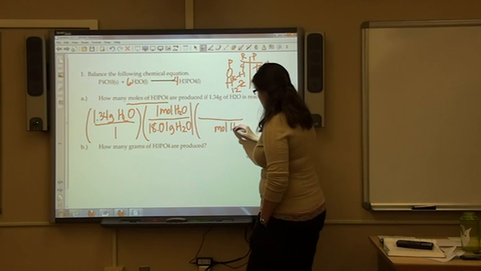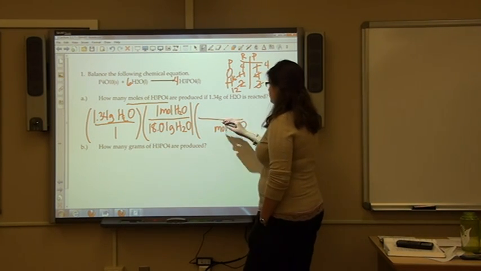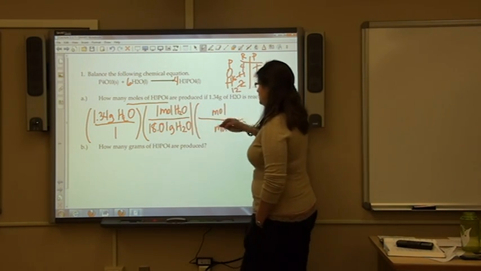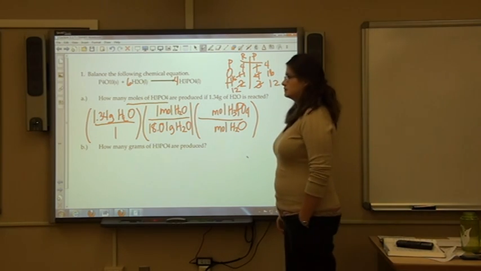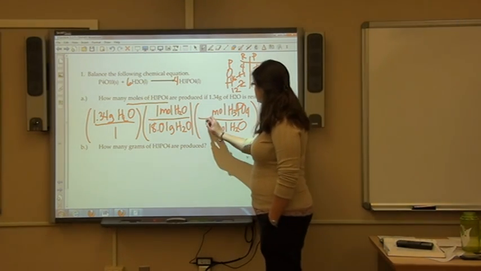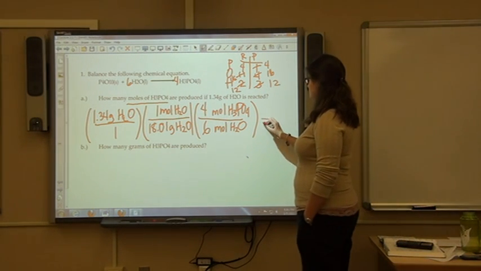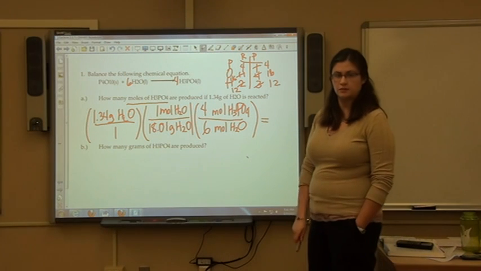Write mole H2O on the bottom. On the top, write mole whatever thing you're looking for. H3PO4. That's phosphoric acid. Put your numbers in. Now all you have to do is solve the problem. You should be able to get the right number.